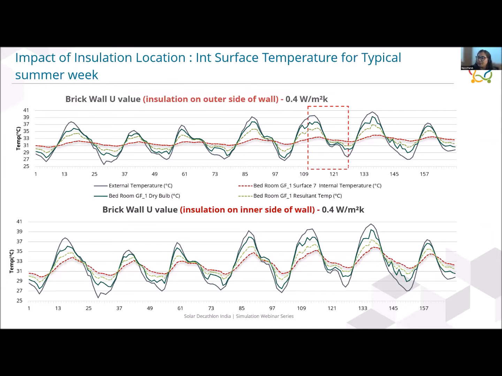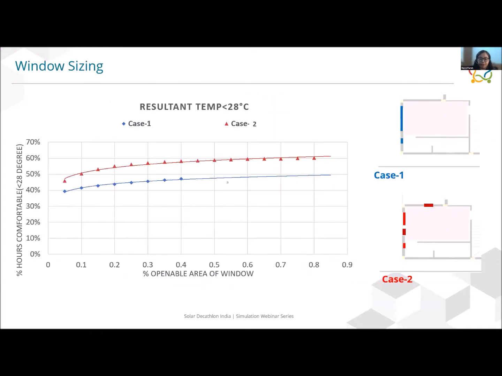So in this particular graph, the way you have to read it is, this is for a typical summer week. The line on the very top is your external, outdoor temperature. The line below it is the ground, that is your dry bulb temperature. The green line depicts the resultant temperature, and the red is the internal wall temperatures. As you can see, when we provided the insulation on the outer side, there was not much change in terms of wall temperature and resultant temperature across the day. The variation was minimal.